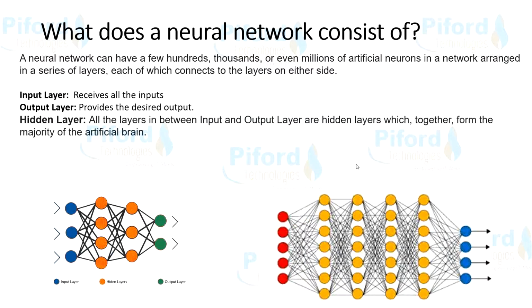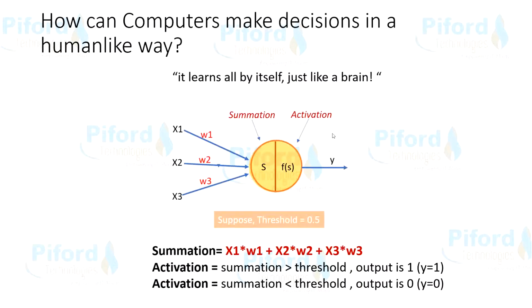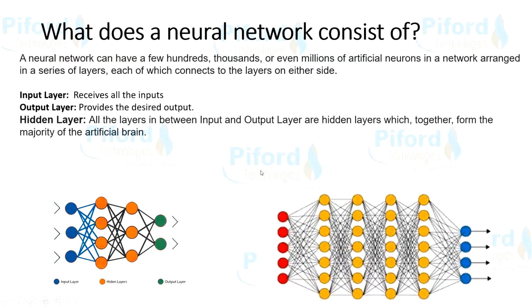Now, what does a neural network consist of? A neural network is when we have lots of artificial neurons connected in layers, passing information from one neuron to another until we reach the output. This is what a neural network is.